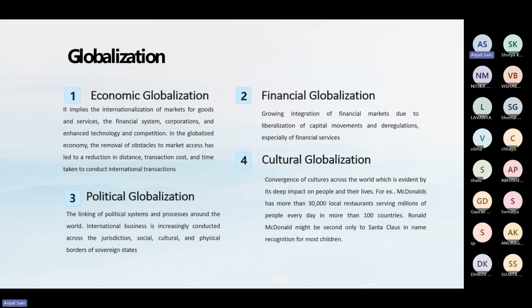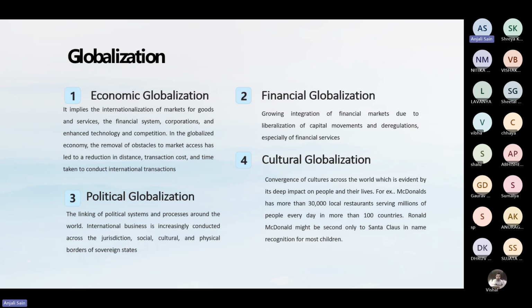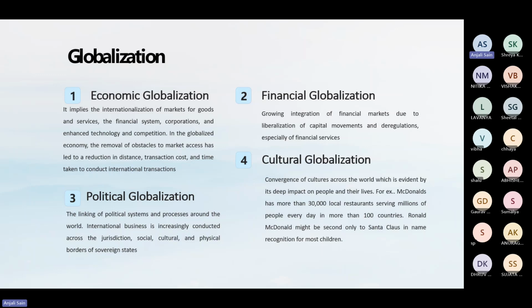Financial globalization is mainly concerned with the movement of capital, growing integration of the financial markets due to the liberalization of capital movement and deregulation, especially of the financial services. ठीक है, like financial services क्या क्या मतलब है? Like we are providing banking services to any NRI customer. ठीक है, then we are not restricted to any NRI customer, foreign clients हो गए. We are not restricted by the boundaries of the country.